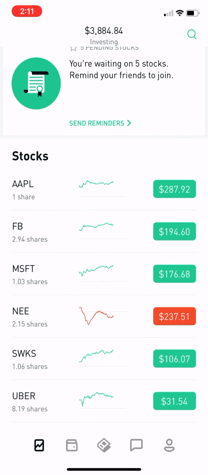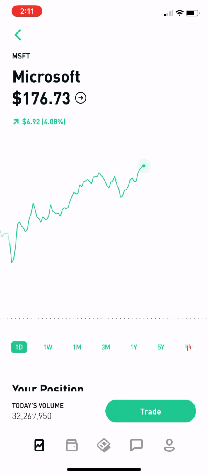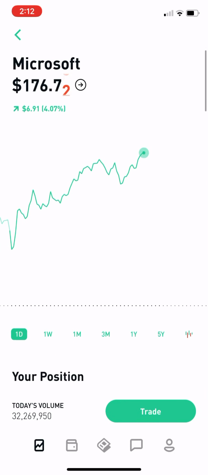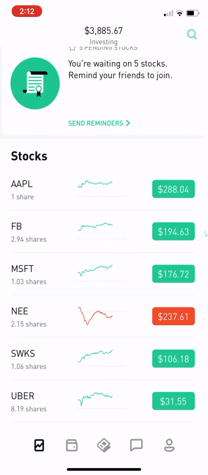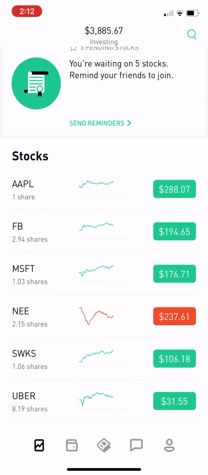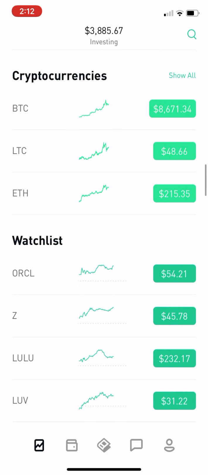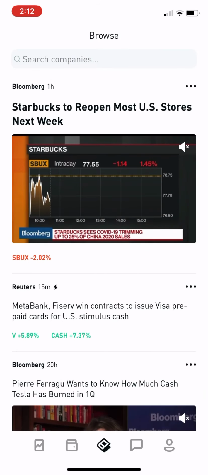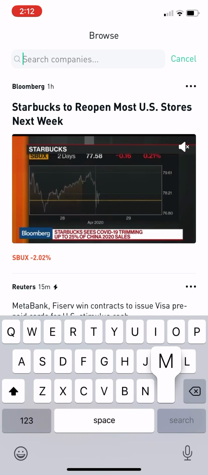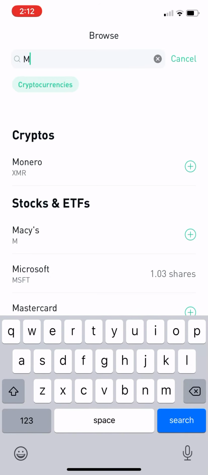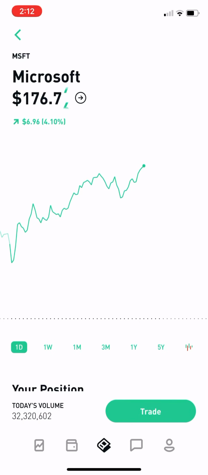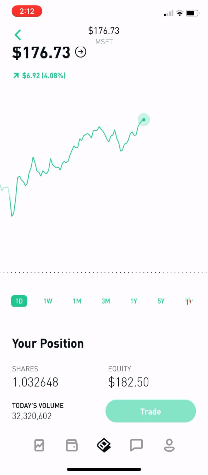So let's move it on. Let's switch it up a little bit. Let's go on to Microsoft. I'm going to be showing you guys how to buy and sell shares of Microsoft. So basically what you're going to want to do is click the stock that you want. If you don't have the stock in your watch list, what you can simply do is click this button right here in the middle, browse, and type in any company you want. Let's say we want Microsoft, MSFT. Boom, we click on it, and you can click trade right here.